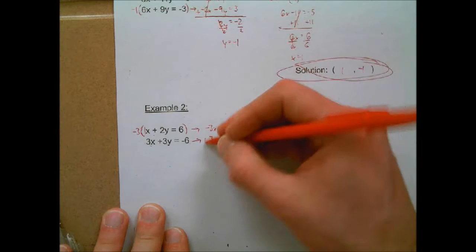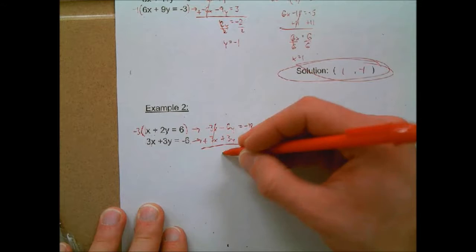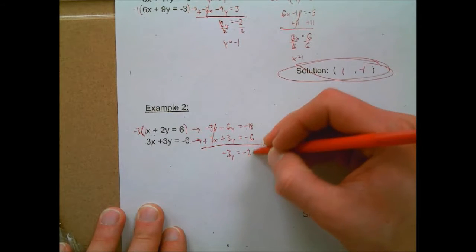Again, this is old information now. So the -3 and the 3 will cancel. -6 and +3 is -3. Okay, -18 plus -6 makes -24.